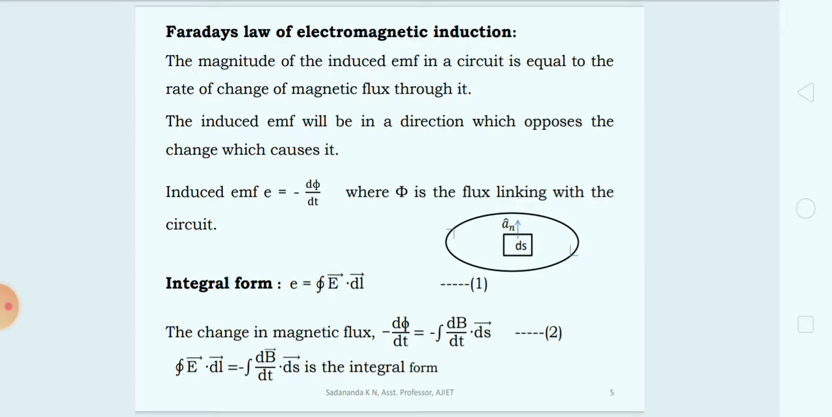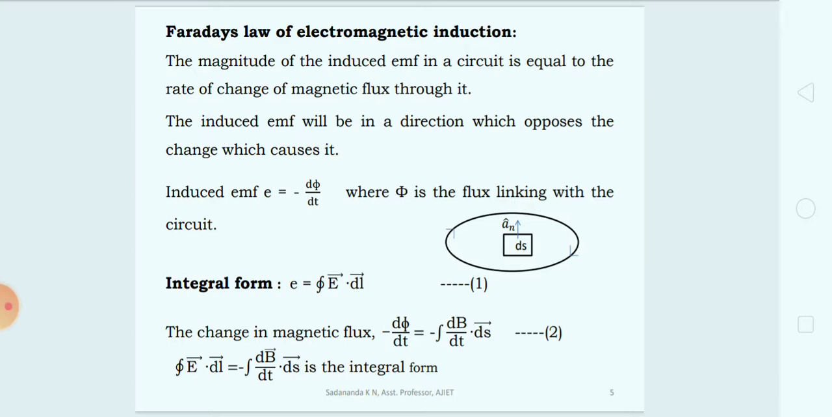Now, for example, if the path is a conducting coil of n number of turns, then the EMF induced in the circuit is written as E equal to minus n dou by dou t of phi, where n is the number of turns in the conducting coil.